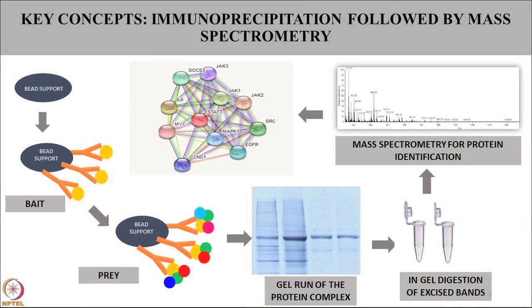There is an alternate way to do it. You can use this complex and use a buffer with a low pH, like a glycine buffer. What it will do is break the interaction between the bead and the antibody, and then you can do an in-solution digestion and subject that to mass spectrometry analysis. So overall, this is the simple workflow of IPMS.